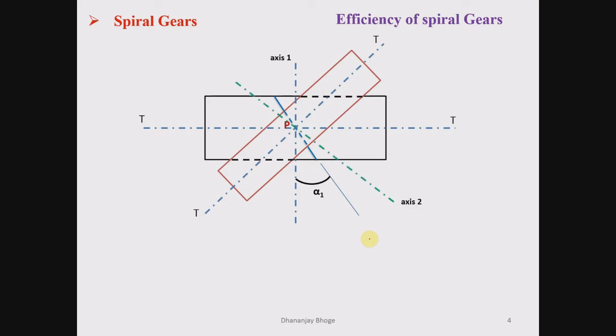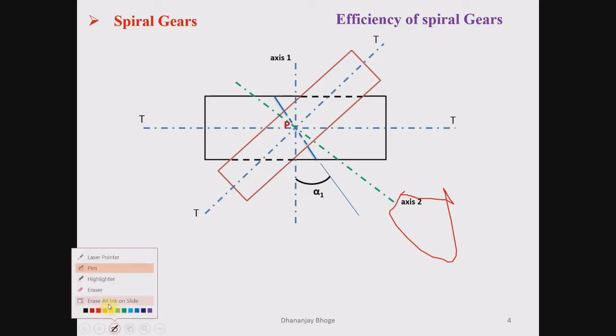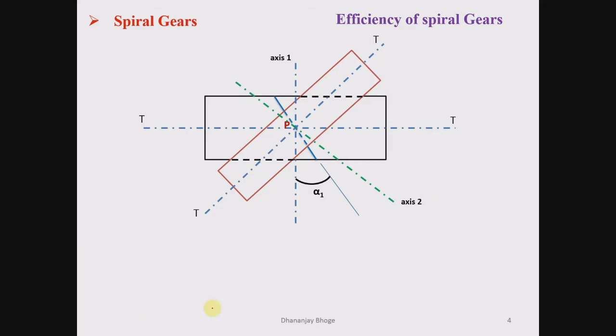Then mark the axis for gear 2, the axis about which gear 2 is rotating. Okay. Mark axis 2, which is shown in green color. Then the helix angle of gear 2, alpha 2, which is the angle of inclination of teeth on gear 2 with the axis of gear 2.